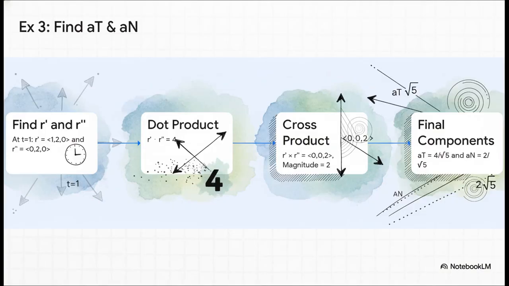Let's just run through one real quick. We take a position vector, we find its first and second derivatives at a specific time, t equals 1. Then we calculate the dot product, calculate the cross product, and finally, we plug those results into our formulas to get the exact values for AT and AN. What this tells us is incredibly powerful. At that precise moment, we know exactly how much of the total force on the object is going towards changing its speed versus how much is making it turn.